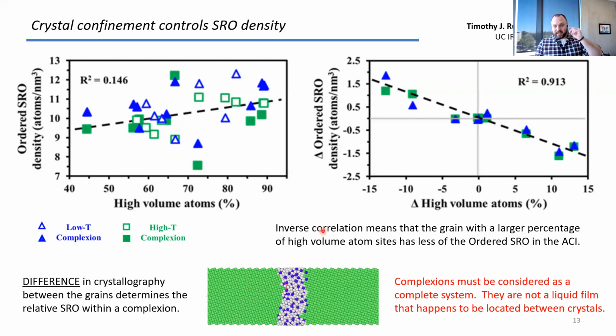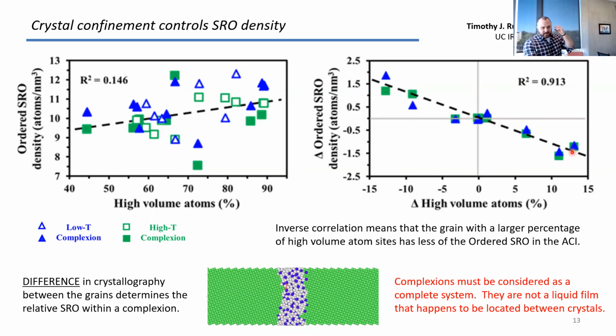Now, I want to finish by mentioning that this correlation, the fact that it's inverse, actually makes a lot of sense. It tells us that when we're considering these two grains as a system, the grain that has a larger percentage of high volume sites, so I think of it as more mismatched or more incompatible, ends up having less of the ordered short range order. So it looks more like a truly random glass. The one that isn't deformed and isn't out of whack looks more ordered, and it's capturing that order of the crystal next to it.